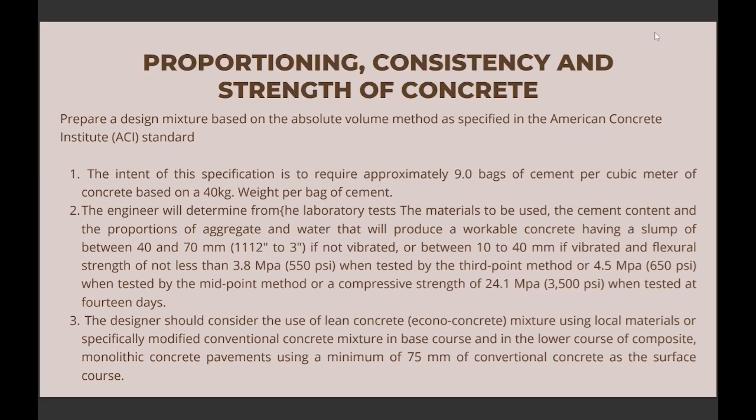Number three is the designer should consider the use of lean concrete, which is an economical concrete mixture using local materials or a specifically modified conventional concrete mixture, as base course and in the lower course of composite monolithic concrete pavements using a minimum of 75 millimeters of conventional concrete as the surface course.